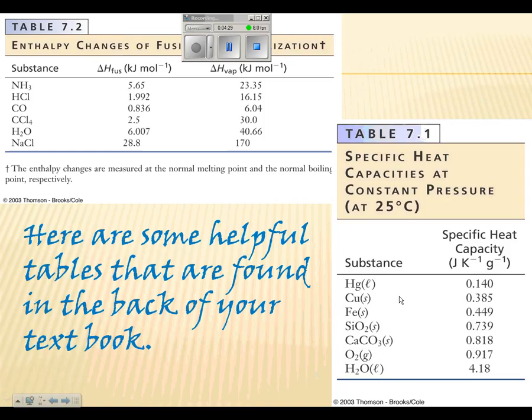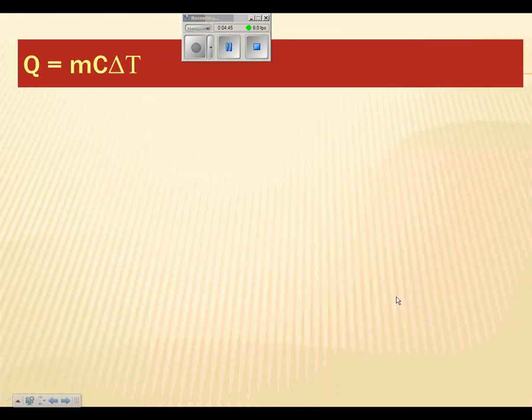We did do this in pre-AP. Here's 2 charts. These aren't in your new textbook. This is from the old textbook, so you can refer back to the PowerPoint if you want. The ones that are actually in your textbook now are a little bit shorter, but I will give you guys the specific heat capacities and the heats of fusion and vaporization that you need to solve the problems.